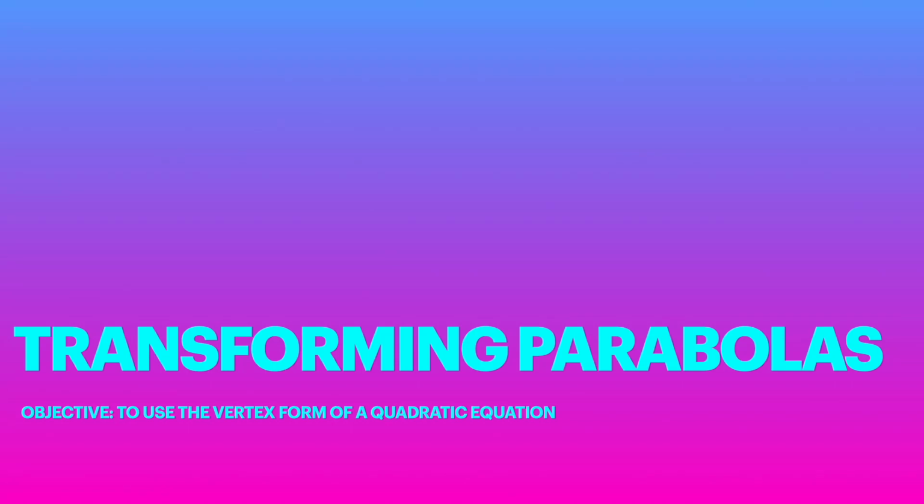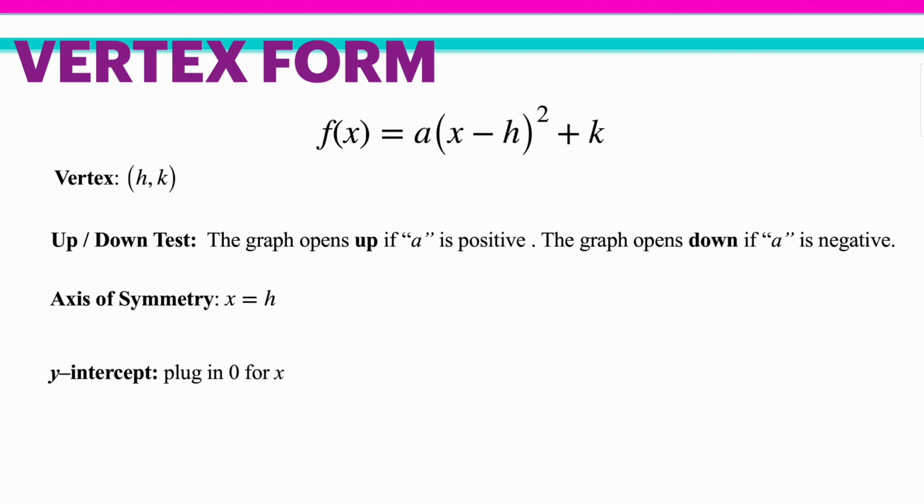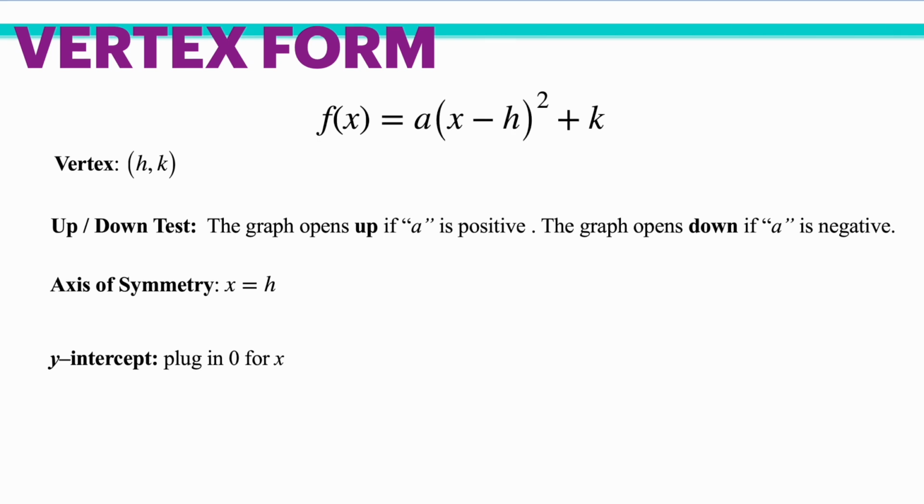In this video, I will be demonstrating how to transform parabolas using the vertex form of a quadratic equation. First, to understand the vertex form of a quadratic, it is going to be in the form of a times x minus h squared plus k. The vertex is (h, k), which basically represents the number that is inside the parentheses with the x as the x value of the vertex, and the outside number k is going to represent the y value of the vertex.